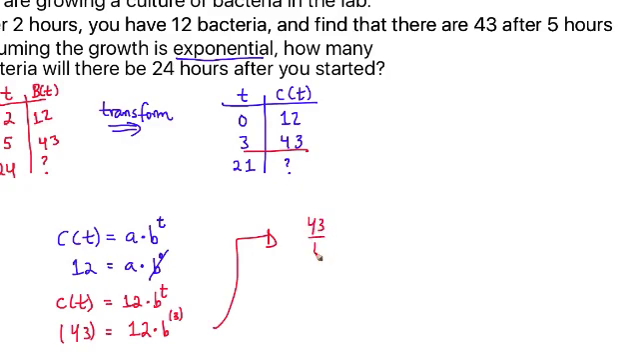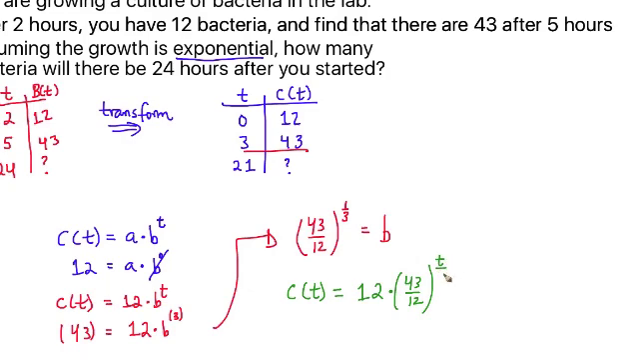Let's see what we get. 43 over 12 raised to the 1/3 is equal to b. So the final equation that I get for C of t is equal to 12 times the base here, which is 43 over 12, raised to the 1/3 raised to the t. So we can say this is t over 3. And that gives me C of t.